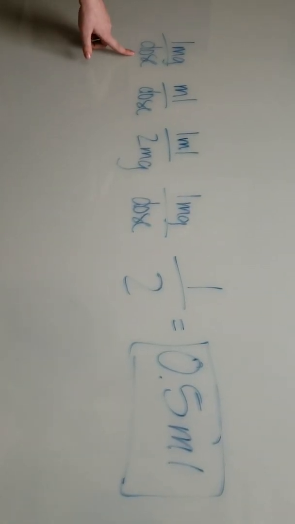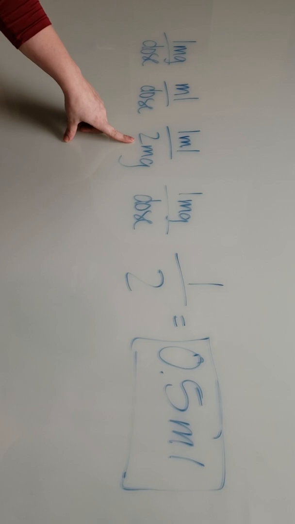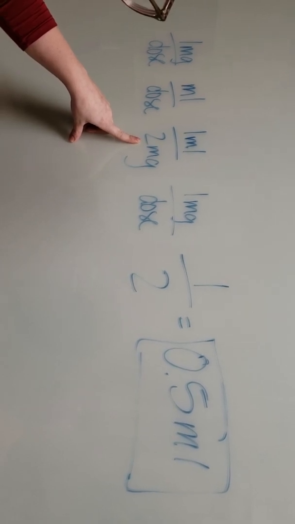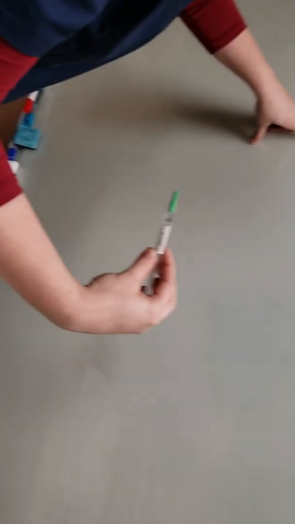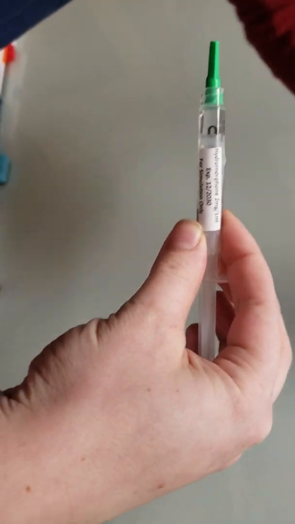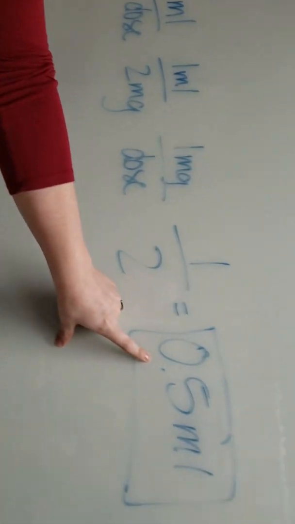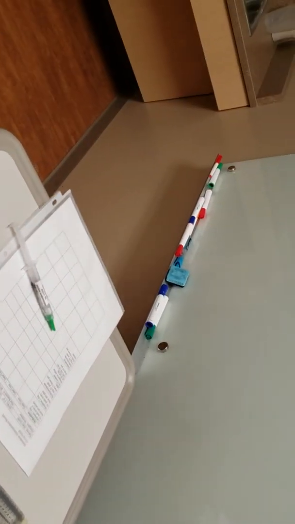I need 1 milligram, so I've done my math. In the vial, where does it say here? Oh, it says I have 2 milligrams per 1 mil. So doing the math, I know that I need 1 milligram, which is going to equal 0.5 mils. I have my, where's my gloves? There they are.